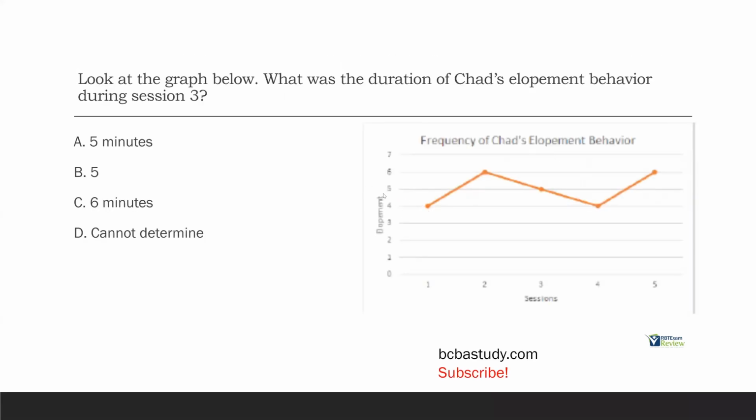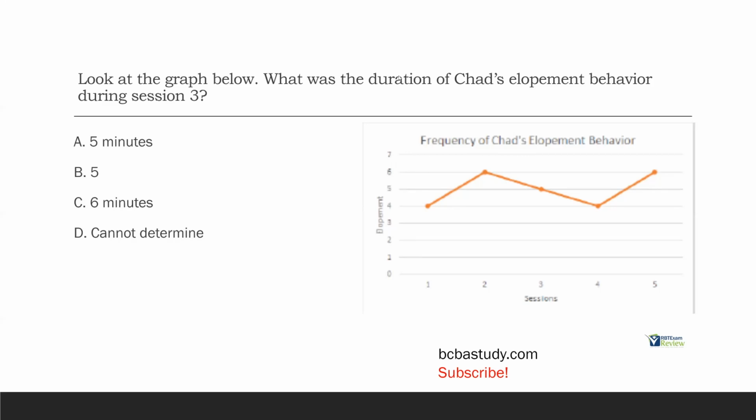Look at the graph below. What was the duration of Chad's elopement behavior during session 3? Very easy question. Trying to prove a point and make sure you're paying attention and reading carefully. Okay. This chart is very obvious, right? What is the chart indicating? Frequency of Chad's elopement behavior. Very easy to read, right? We have elopement here on the y-axis, sessions here on the x-axis. We can clearly see the frequency, right? 4, 6, 5, 4, 6.